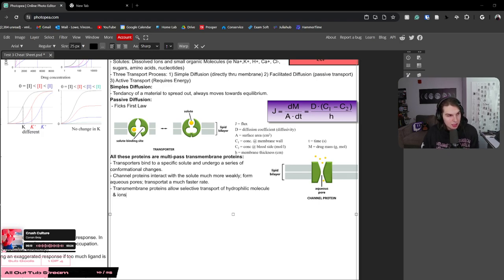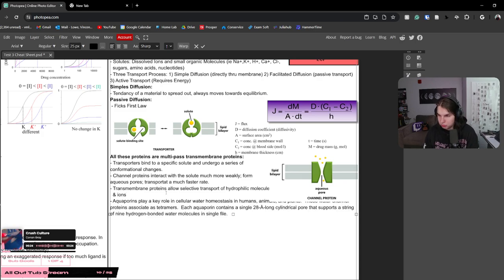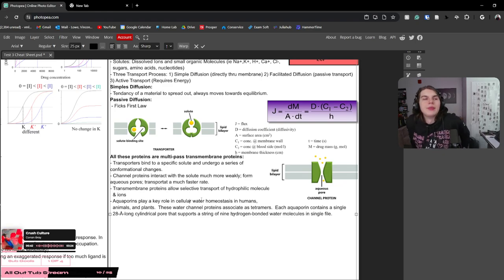Water permeation across biological membranes. We'll copy this. Okay, this is actually going to be important. Aquaporins. Okay, I gotta remind myself on what aquaporins are.